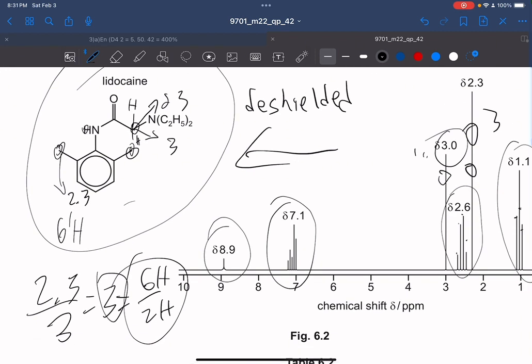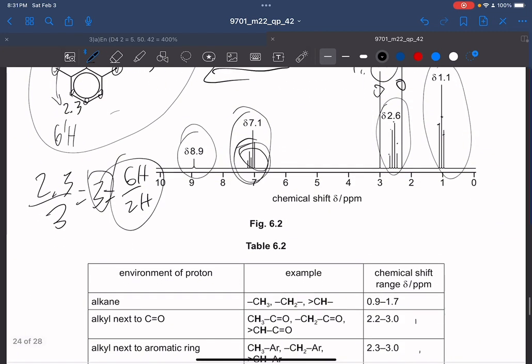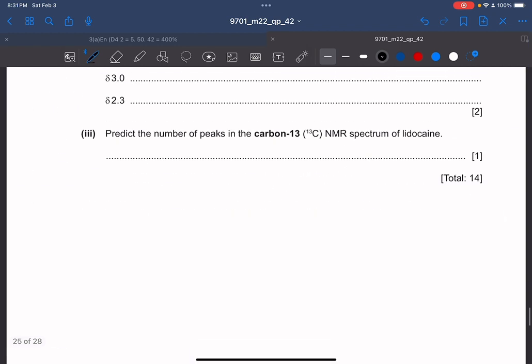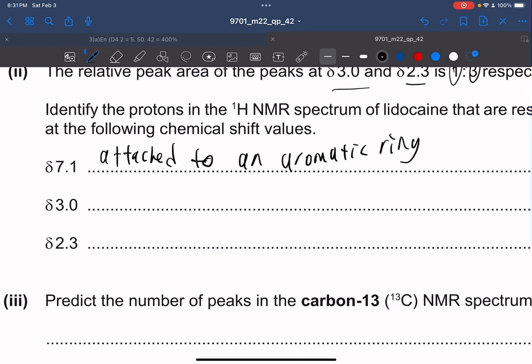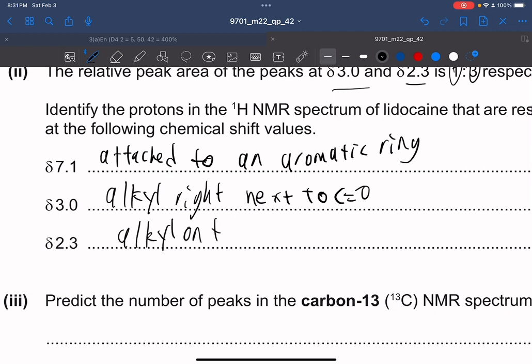Because there's a multiplet, I'm probably guessing that it's actually these on the benzene ring. This is just very characteristic of something on the benzene ring to be at around 7 and also have a multiplet. So we're gonna make it very clear. This is attached to an aromatic ring. This is the alkyl right next to CO, and 2.3 is going to be the alkyl on the aromatic ring.